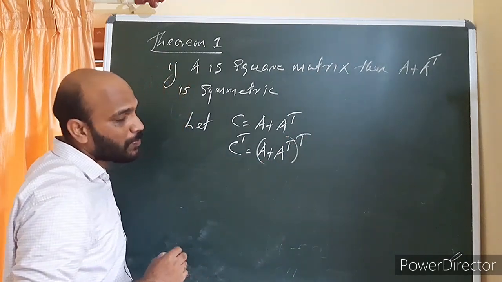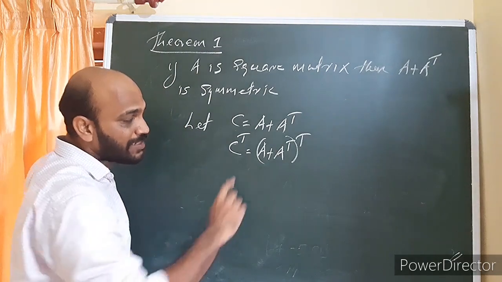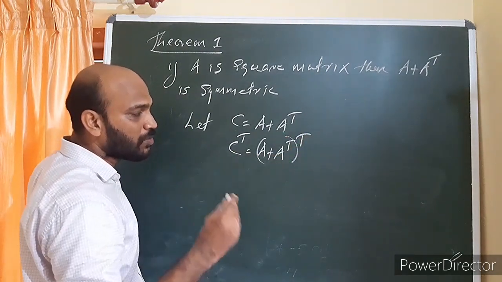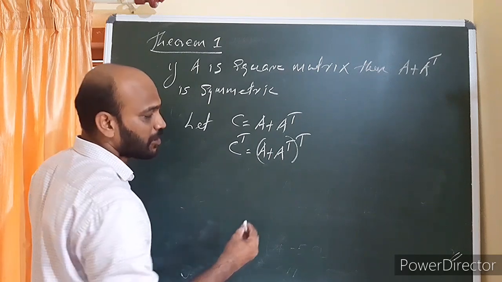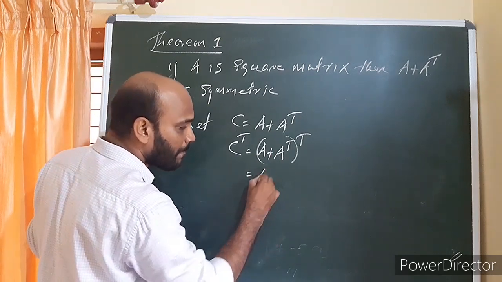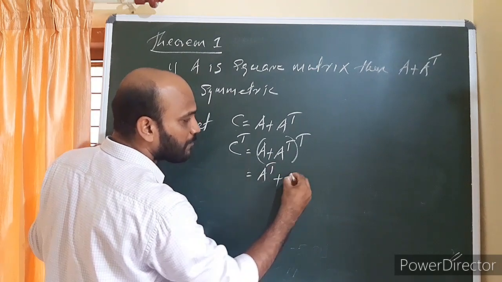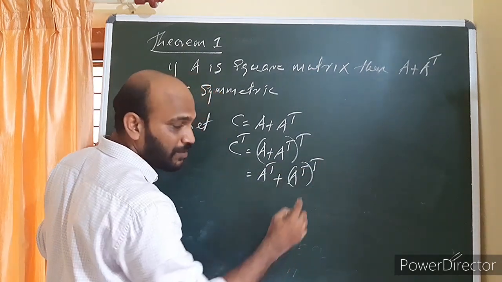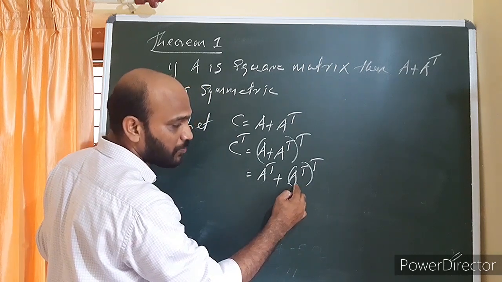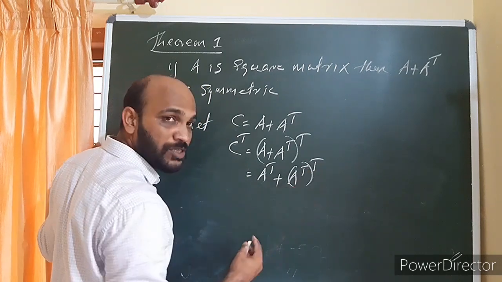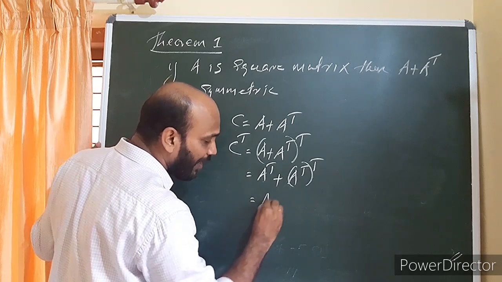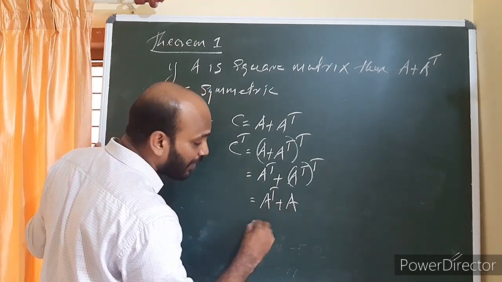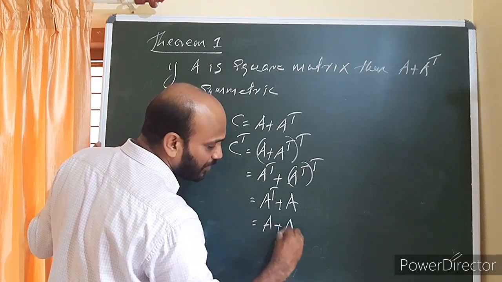Now you have to use the property of transpose. What is A plus B whole transpose? A plus B whole transpose equal to A transpose plus B transpose. So this will be equal to A transpose plus A transpose whole transpose. This is again another property of transpose. A transpose whole transpose equal to A. So we'll get A transpose plus A. A transpose plus A we can write as A plus A transpose.